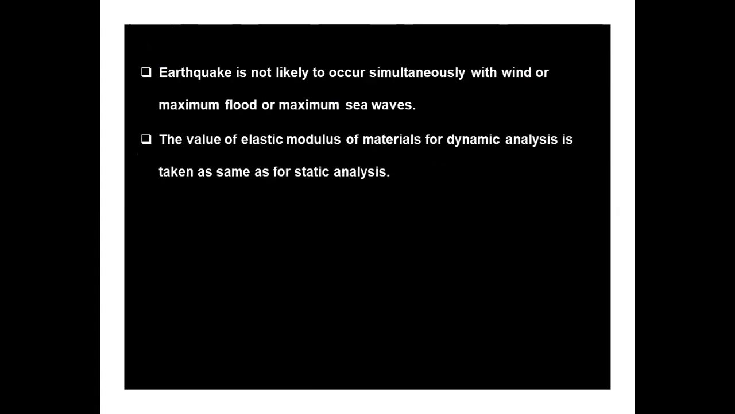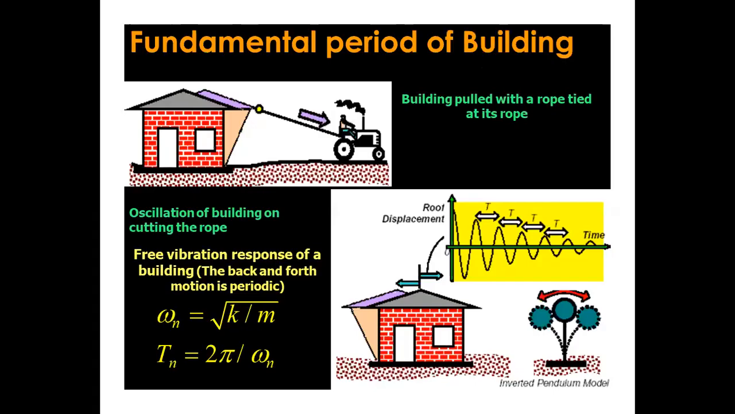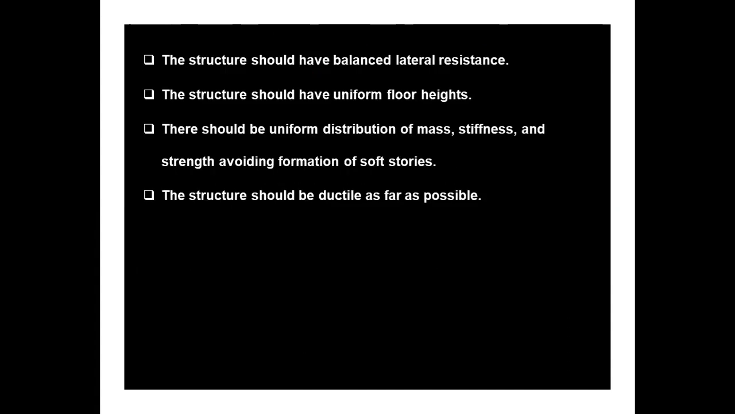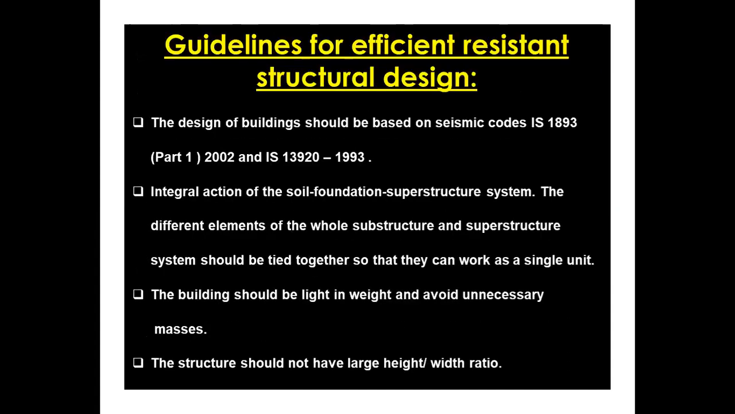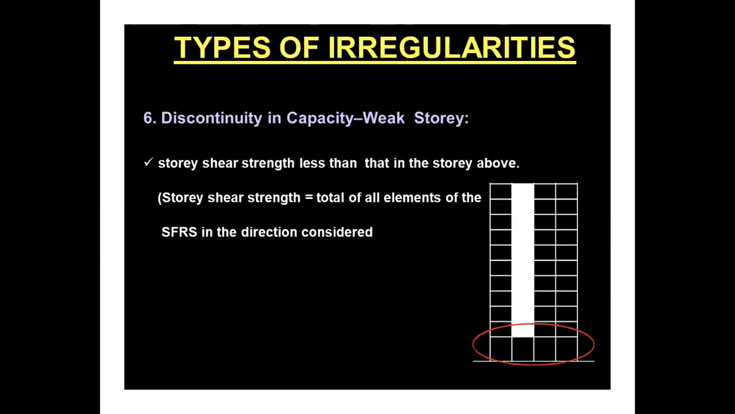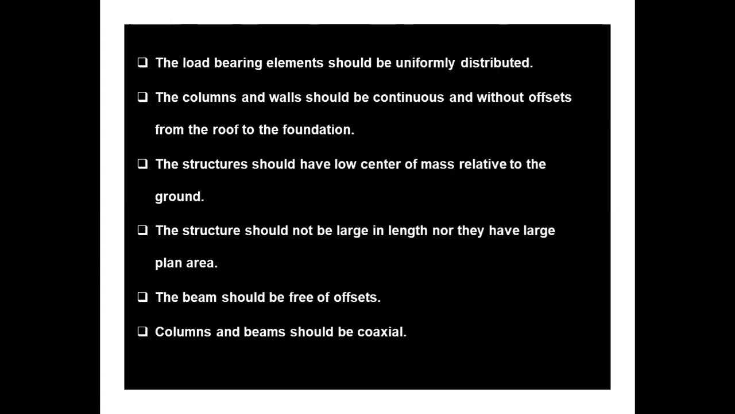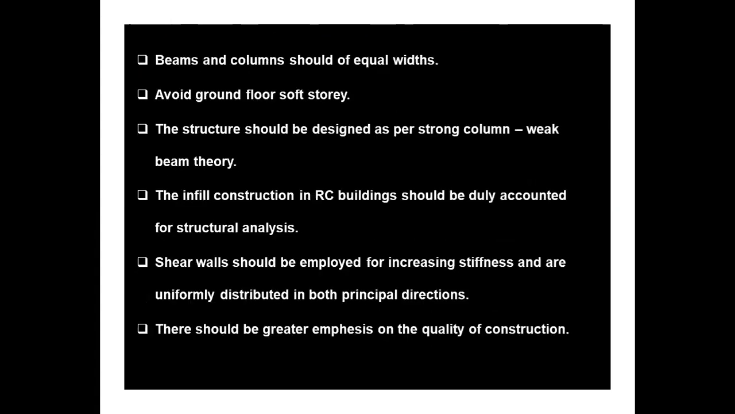The second one is that earthquake is not likely to occur simultaneously with wind or maximum flood or maximum sea waves, right? The third one is that the value of elastic modulus of materials for dynamic analysis is taken as the same as for static analysis, right? So these are all assumptions for the earthquake resistant design of buildings, guidelines for efficient resistant design of buildings, and types of irregularities, which are horizontal irregularity and vertical irregularity, right? So we have covered this theory portion.